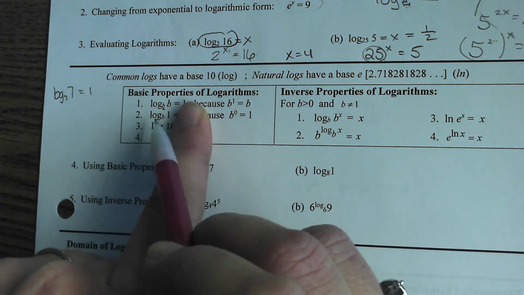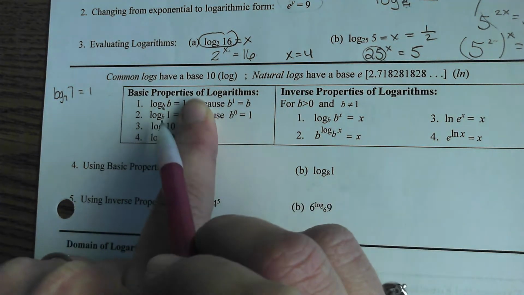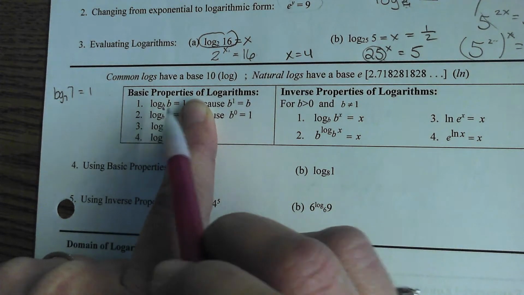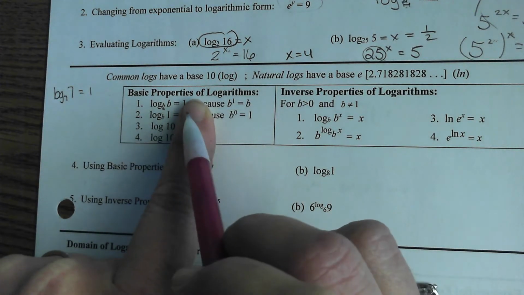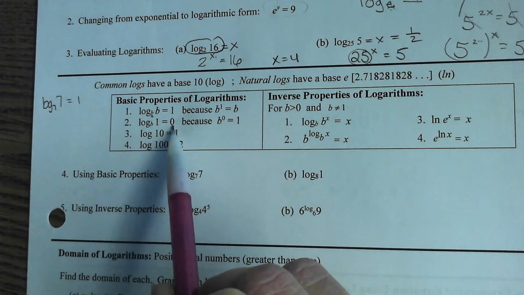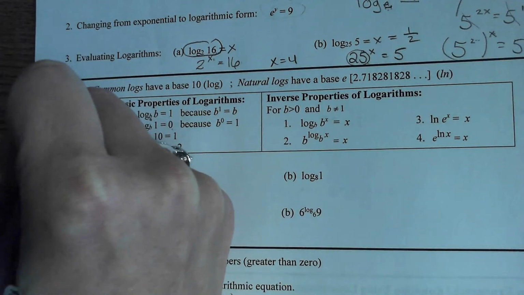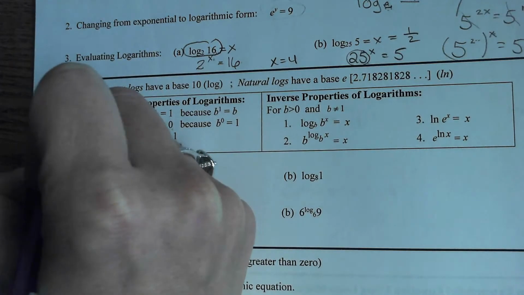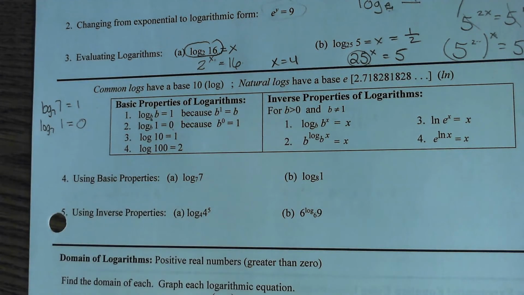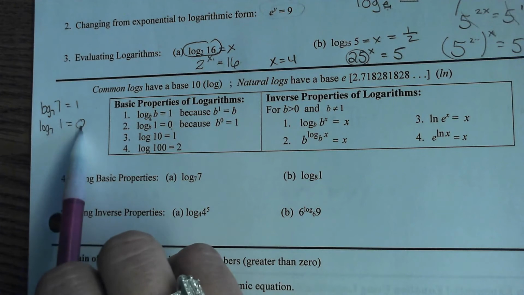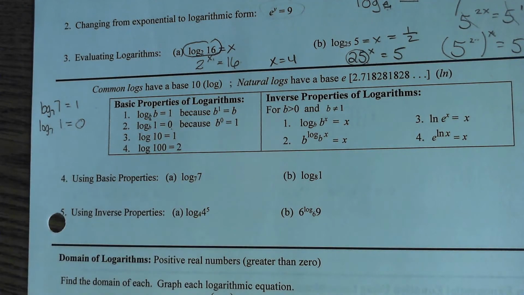If you're taking log base b of 1, you're being asked the base of b to what power gives you 1. And anything to the 0 power gives you 1, which is why that's 0. So if it's log base 7 of 1, anytime you're taking the log of 1, the answer is 0. Because your base of 7 raised to the 0 power on the other side equals 1.